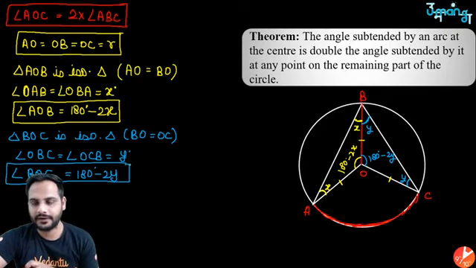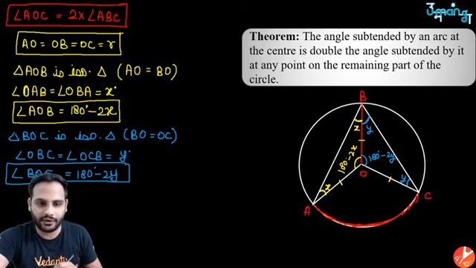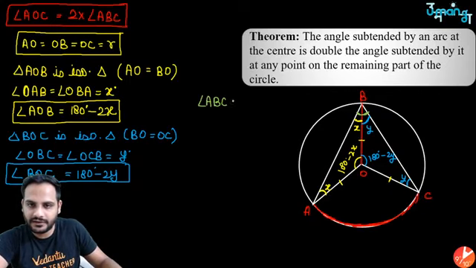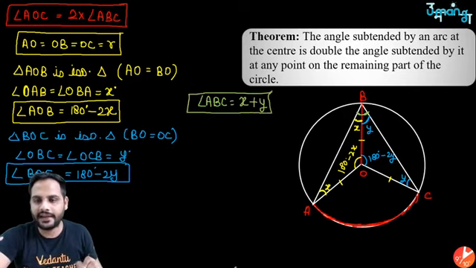So I got to know one important thing. What is angle ABC? Well, angle ABC, if you see, is equal to x plus y. I can say angle ABC is equal to x plus y degrees. Let's see what is angle AOC. We'll focus on what is angle AOC.